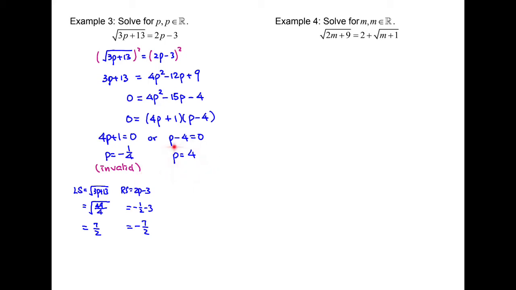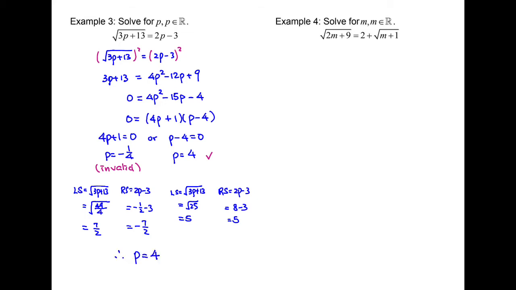Next, we're going to check p equals 4. So on the left-hand side, square root of 3p plus 13, we get square root of 25, which is 5. On the right-hand side, we get 2p minus 3, which is 8 minus 3, which is 5. So we can see the left-hand side equals the right-hand side. Therefore, it is a correct answer. Therefore, p equals 4.